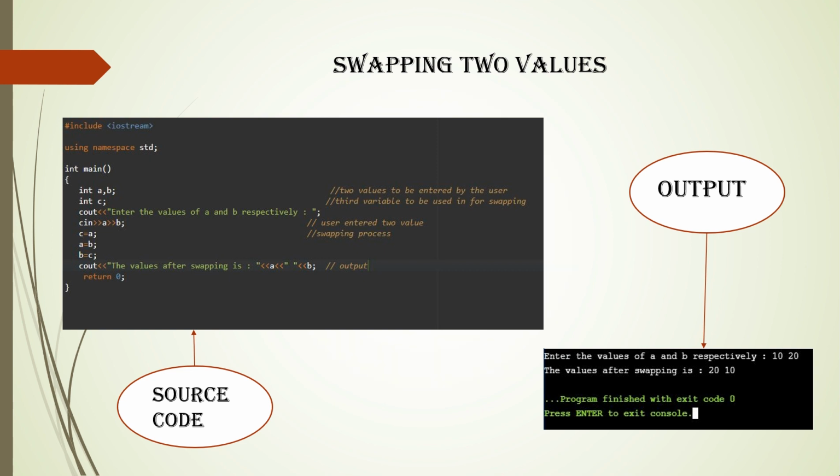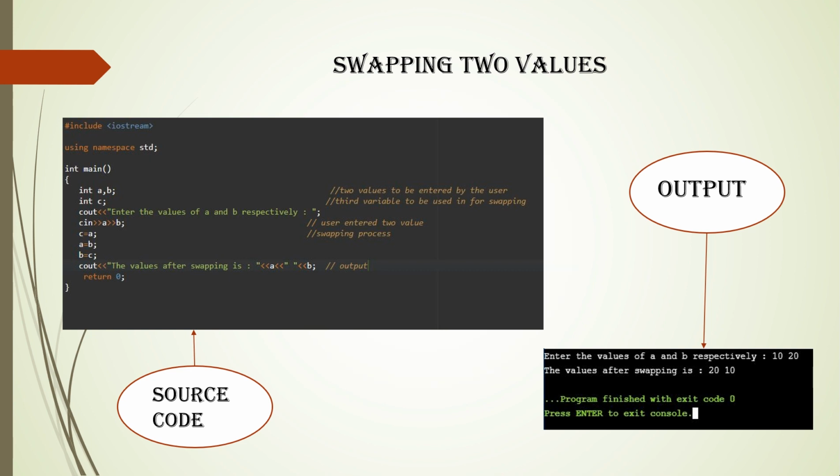So let's see what's actually happening here. The statement c equal to a copies the value of a to c. Let us assume that the user has entered a equals to 10 and b equals to 20. Therefore, this statement c equals to a means that c is equal to a, which is 10. That is, now the value of c is also 10.